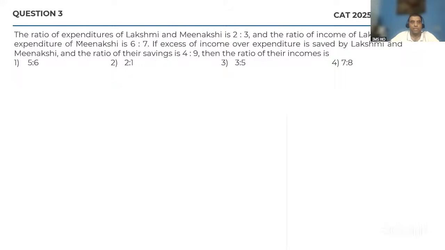Now, in this question, if I read line by line, the ratio of expenditure of Lakshmi and Meenakshi is 2:3. So Lakshmi's expenditure is 2, Meenakshi's expenditure is 3. The first thing is clear. And the ratio of income of Lakshmi to the expenditure of Meenakshi is also given as 6:7. So first it was the expenditure of both; here it is the income of the first and the expenditure of the other one.